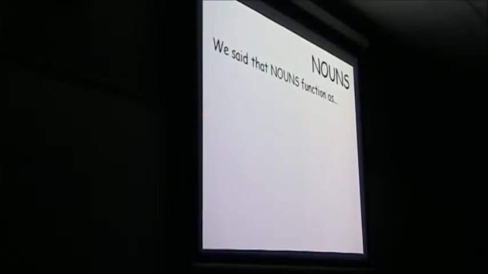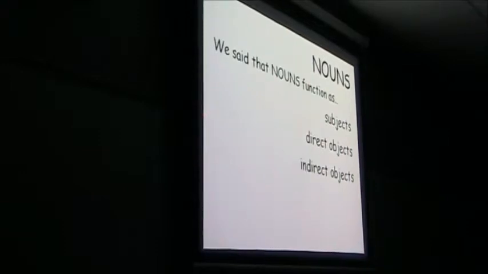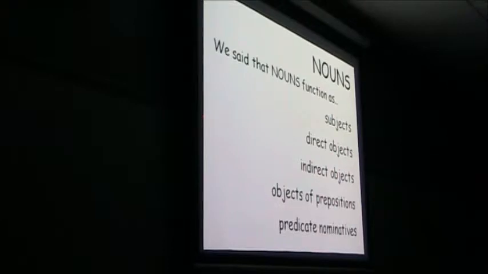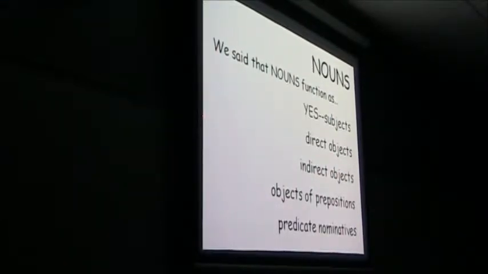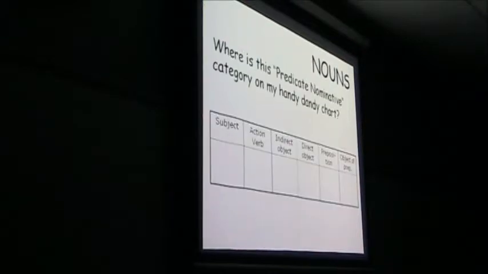We said that nouns function as subjects, direct objects, indirect objects, objects of prepositions, predicate nominatives. Wait! Yes, we've seen subjects. Yes, we've seen direct objects. Yes, we've seen indirect objects. Yes, we've seen objects of prepositions, but no, we haven't seen predicate nominatives. Where is the predicate nominative on my handy-dandy chart?